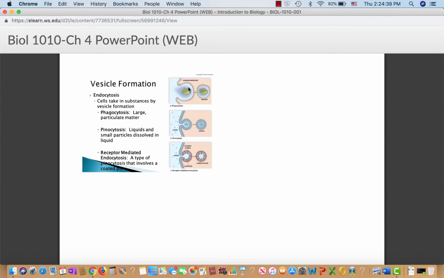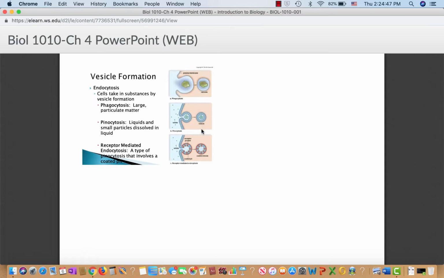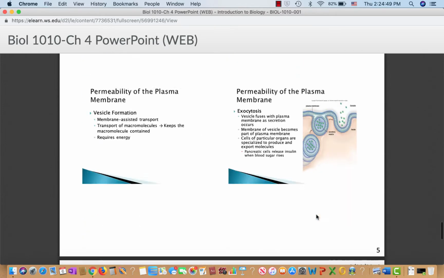For endocytosis, you kind of form this invagination here, which closes itself off and then forms a vesicle, and it's basically just this in reverse.